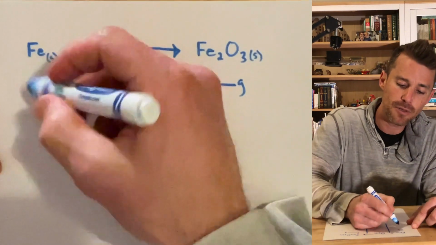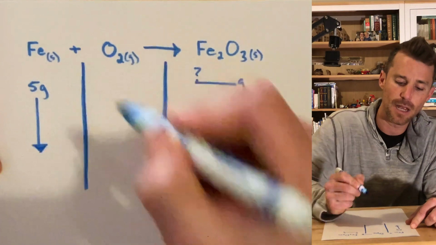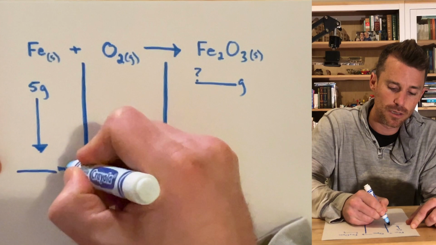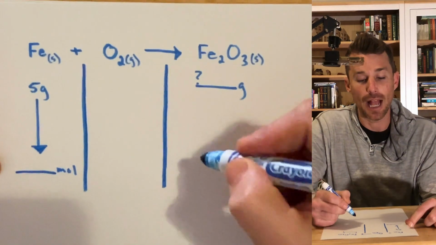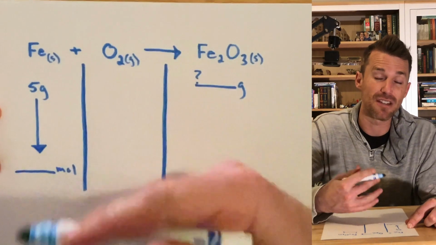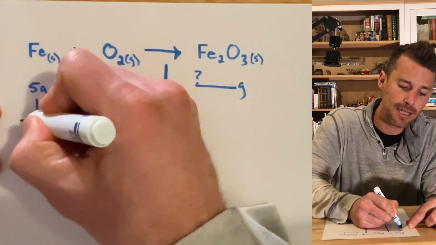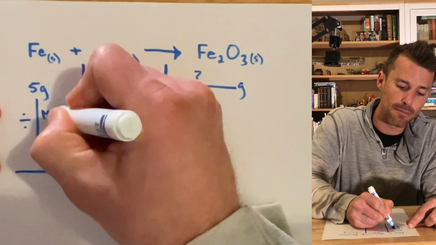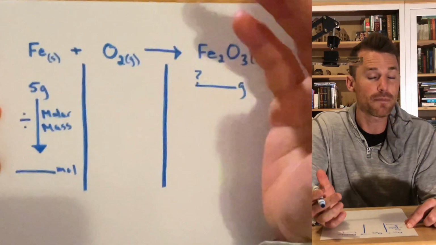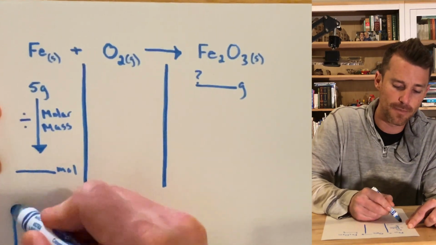So the way I would do that conceptually is I would say these grams need to get to moles, like this. And the way you get from grams to moles is you take your grams and divide by the molar mass. So I'm going to divide this by the molar mass. And the molar mass is a great number in terms of iron.